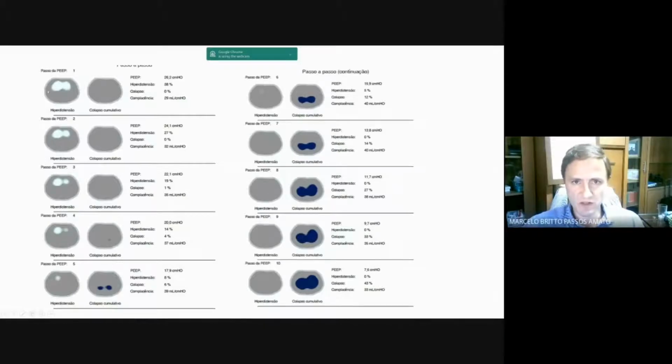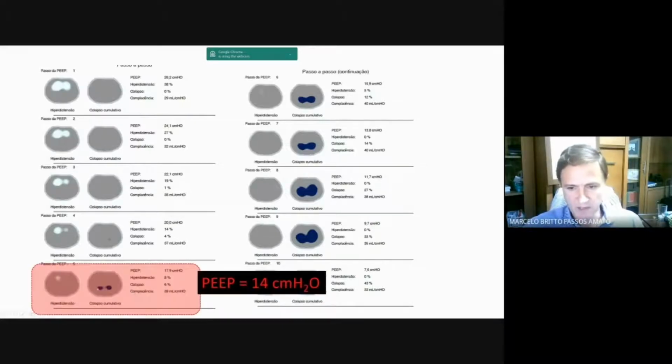of overdistension shown in white colors here. And then when we go down with PEEP levels, we start to see some collapse. For instance, in this patient, collapse starts to happen at a PEEP level of 14 centimeters of water. And then as you decrease PEEP downwards, you see much more collapse.